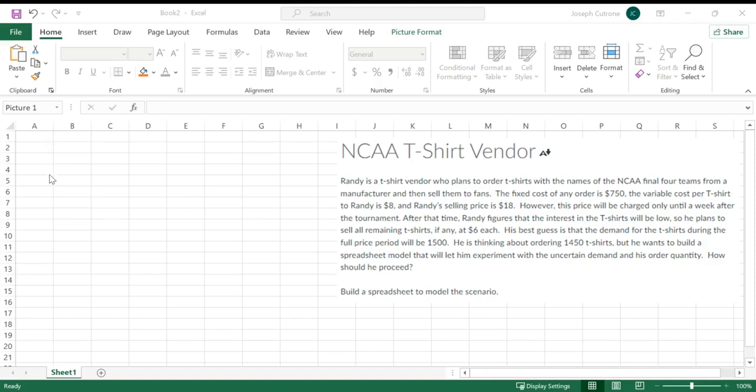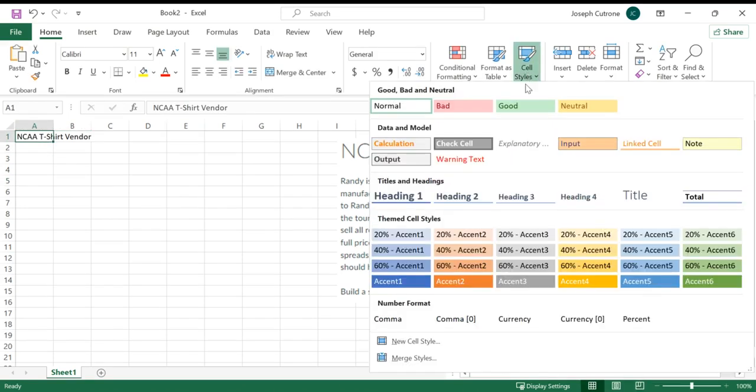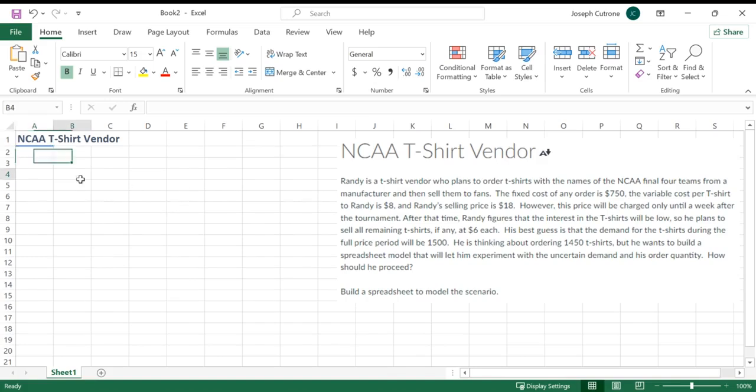Normally though, whenever we want to make a spreadsheet model, I want to start off with a nice title. So we saw this last time, NCAA T-shirt vendor. And I'm going to apply a nice cell style to it. Let's apply Heading 1 and make it all pretty. And I probably will merge and center it in a little bit. I don't know how wide my spreadsheet is going to be, but we'll get there eventually.